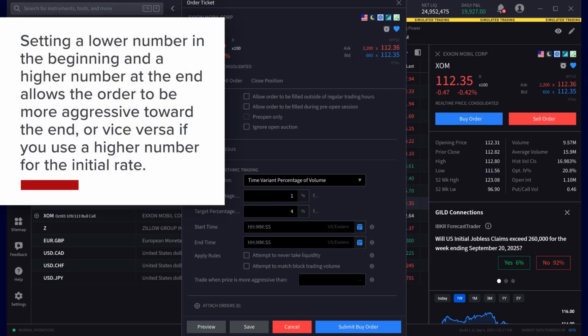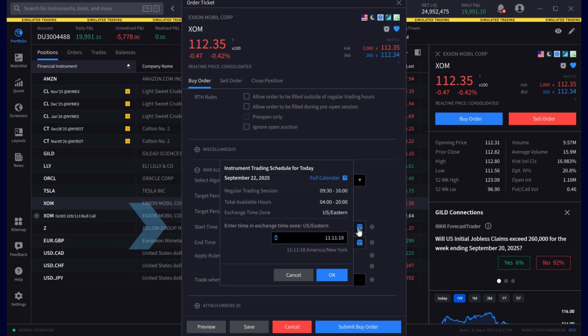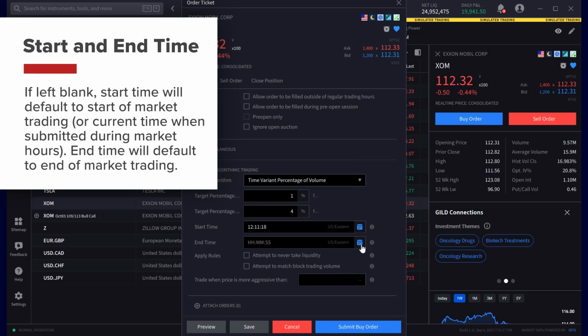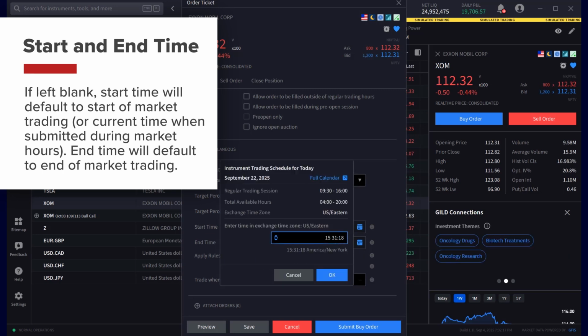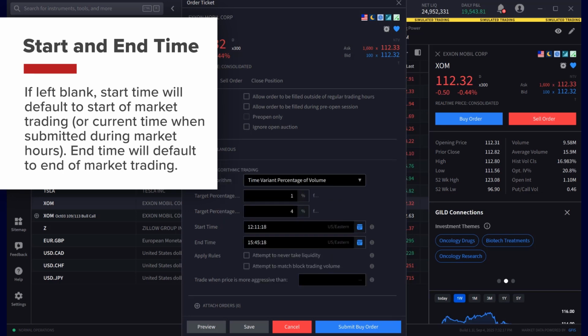Setting a lower number in the beginning and a higher number at the end allows the order to be more aggressive towards the end, or vice versa if the investor uses a higher number for the initial rate. Next, the investor chooses the start time and end time. If left blank, the start time will default to the start of market trading or current time when submitted during market hours. The end time will default to the end of market trading.